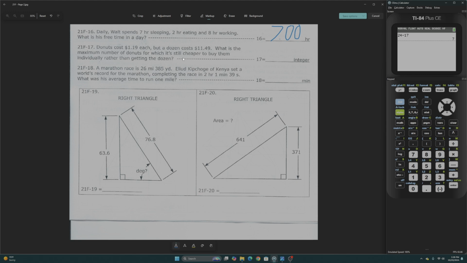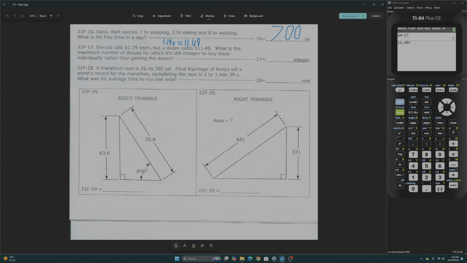Never mind, it can't be equal, but yeah. So in this sense, we could kind of set it equal. So we could do 11.49 divided by, since like I said, 1.19x equal to 11.49. And like I said, x is the number of individual donuts you could buy. You could set that equal, and then whatever x is, we will have to round down, right?